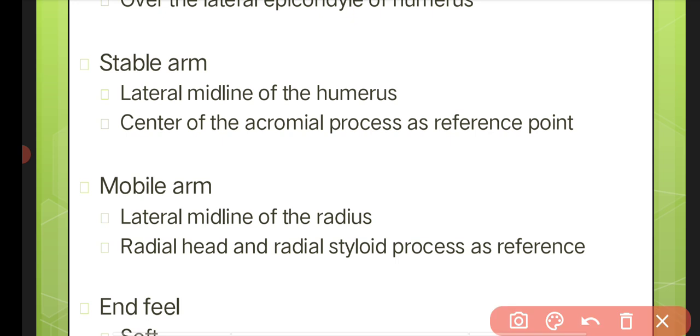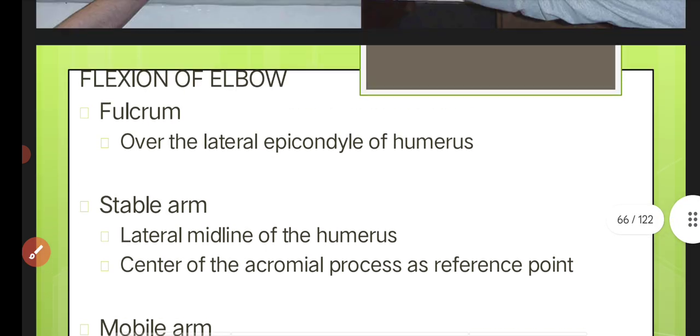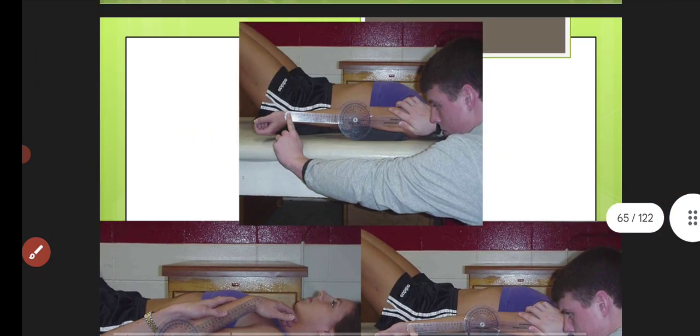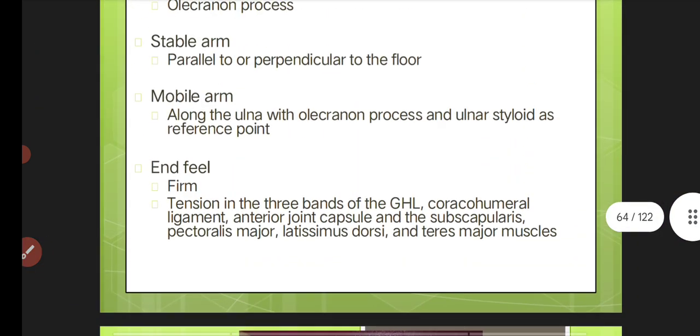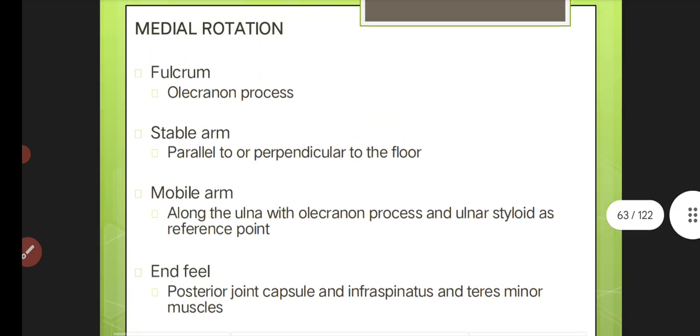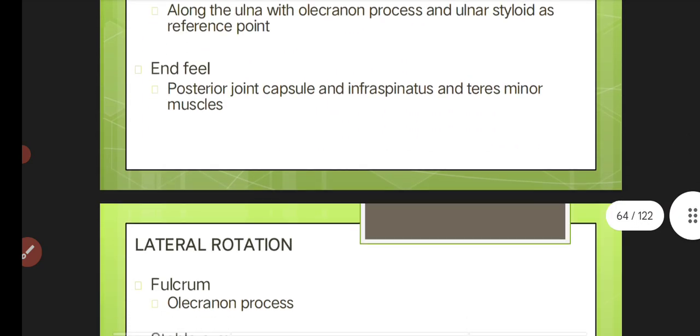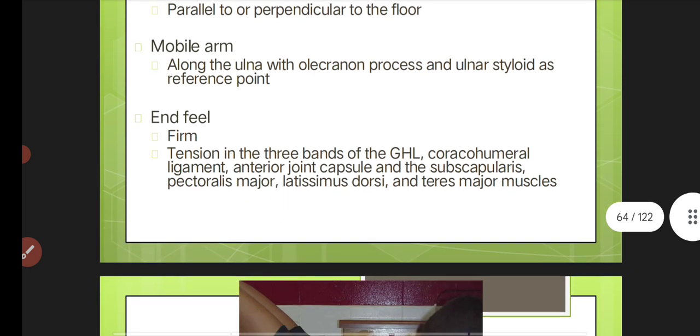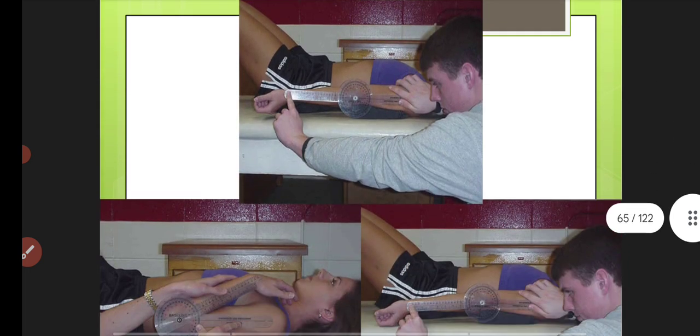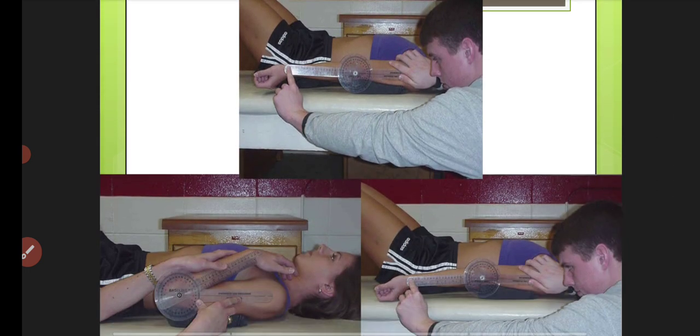In detail, we'll study the procedure of each and every joint in the next chapter or next video. We'll study it in detail. Okay, thank you.